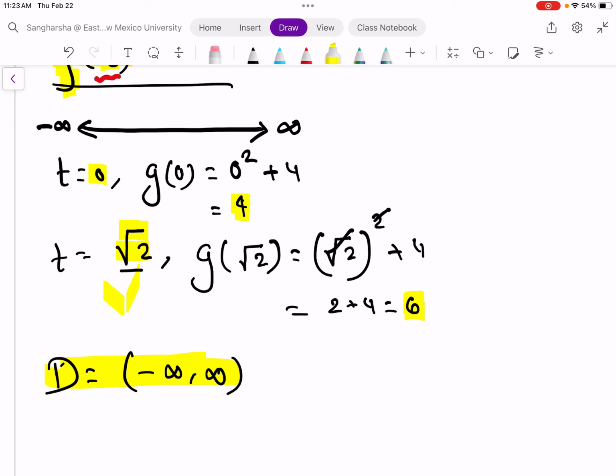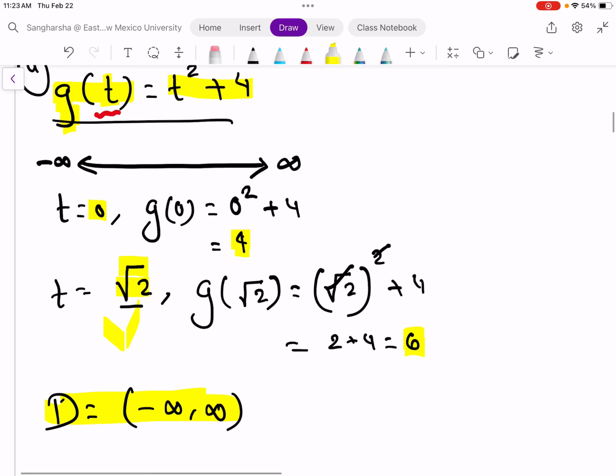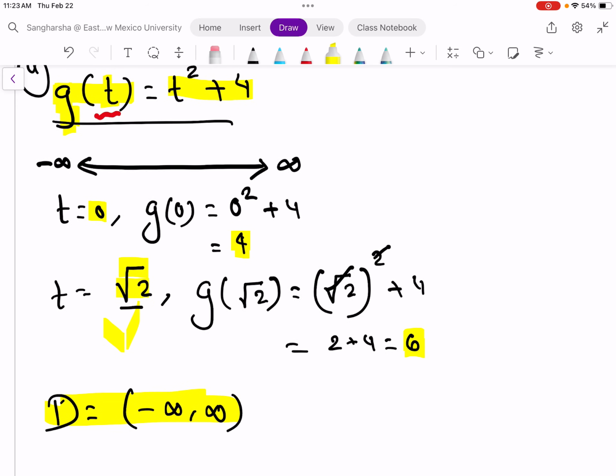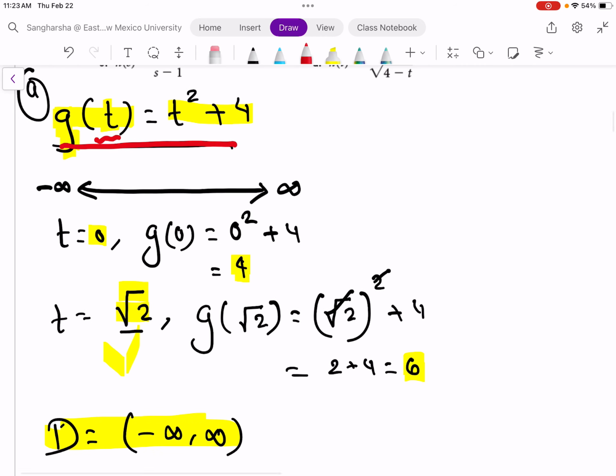So what kind of function is this? Is it a linear function or a quadratic function? So this function g of t. To be linear, the degree has to be 1. But we have a degree 2 here. See that t has an exponent 2. It means it is a quadratic function. We'll talk in detail about quadratic functions.